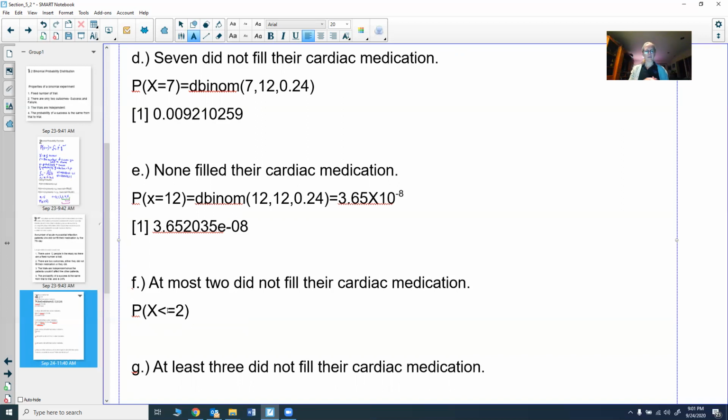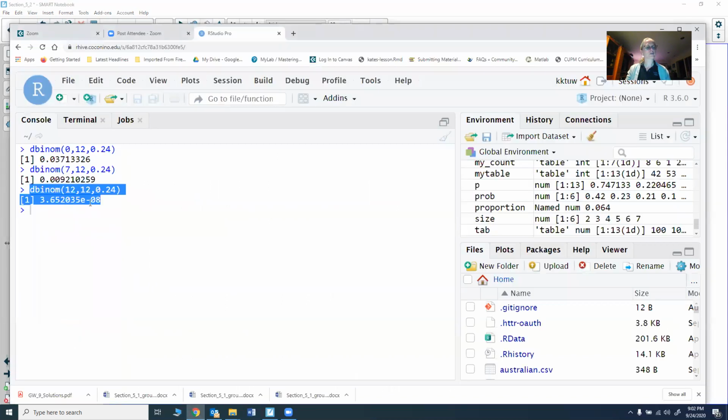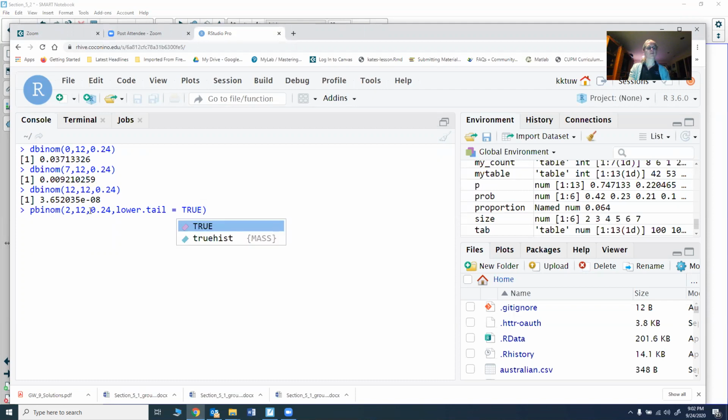And so now, because it's a less than or equal to, we don't use the dbinom, we use the pbinom. So going back to my RStudio, we're going to use pbinom. We're going to put in 2 because that's my r value. I'm going to put in my 12 because that's my n. I'm going to put in the 0.24, that's my probability. And it even tells you lower.tail equals true or false. We want that to be true.